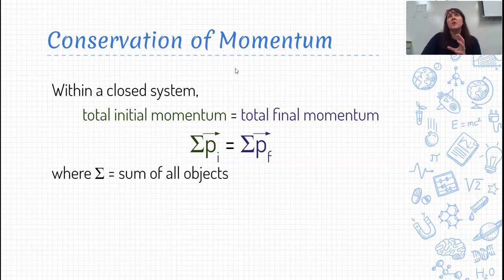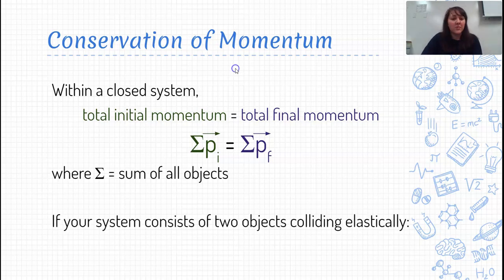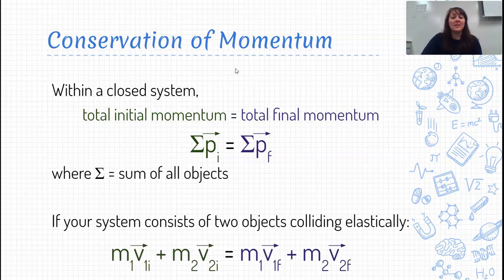To give you a more specific example of that, if we had two objects that were colliding elastically with each other, in other words, bouncing off of each other, then the mass of the first object times its initial velocity plus the mass of the second object times its initial velocity is equal to the mass of the first object times its final velocity plus the mass of the second object times its final velocity.